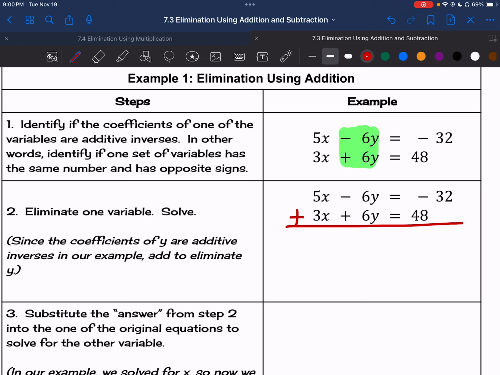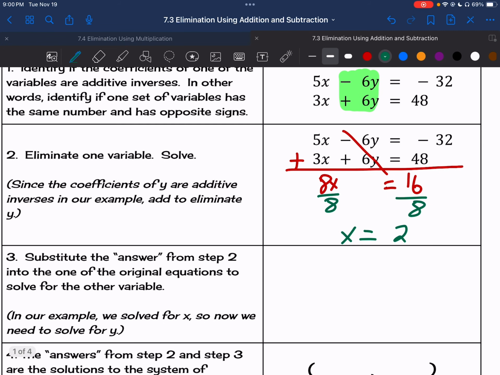5x plus 3x is 8x. Negative 6y plus 6y cancels out, and that's going to be equal to negative 32 plus 48, which is 16. Now, my next step is to divide both sides by 8, and I get that x is equal to 2. Now, I'm going to substitute that value into one of my two equations.